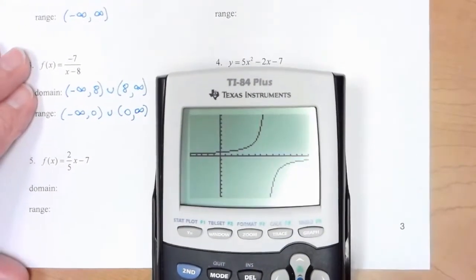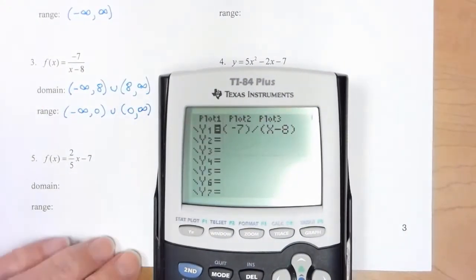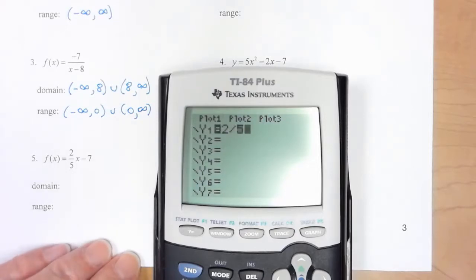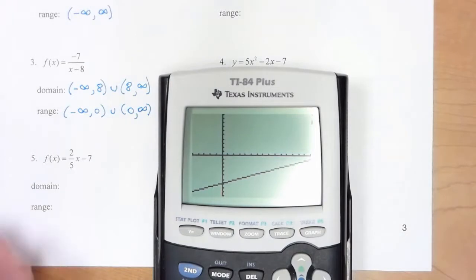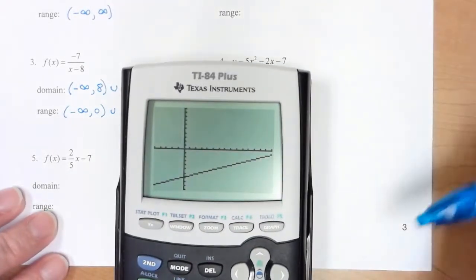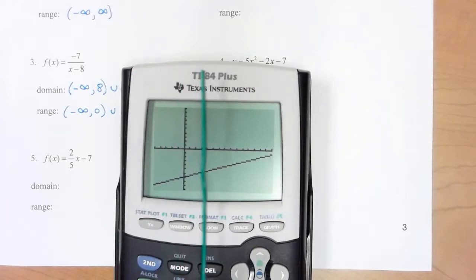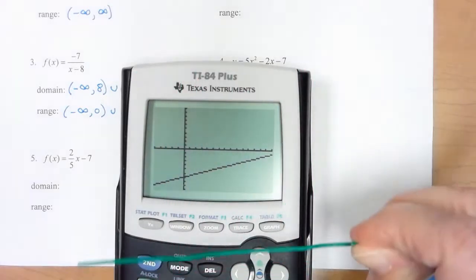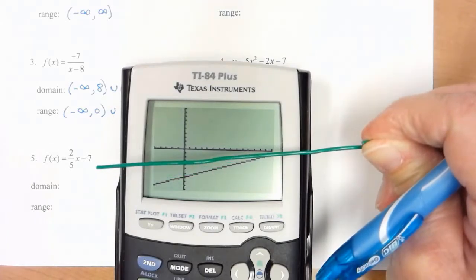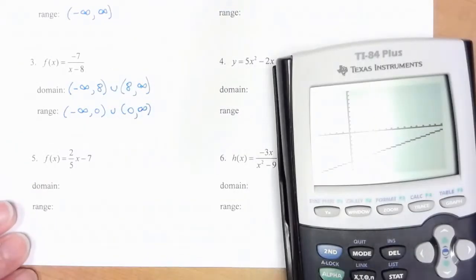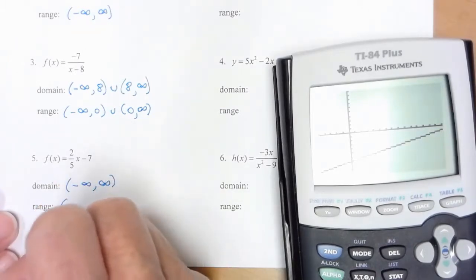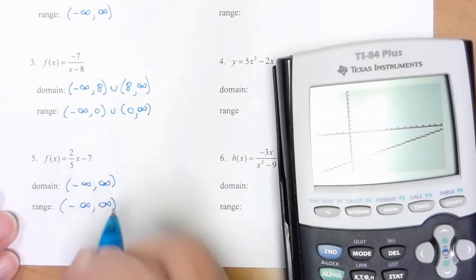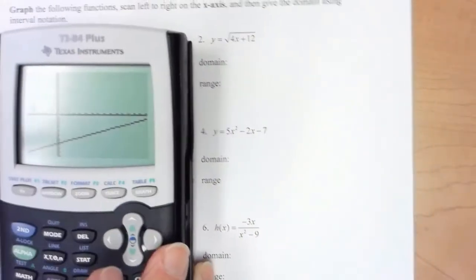Now we'll look at this one. I've got 2 divided by 5, x minus 7. Let me ask it to graph. Of course I moved it, but I can still do that one on this one. As I scan, I hit an arrow, exit hitting an arrow, that's my domain. My range, I hit an arrow, exit hitting an arrow. So the domain and range is the same on this one, just like number 1. We got a few more to look at.